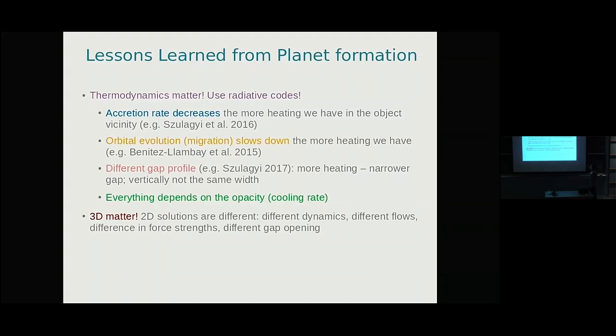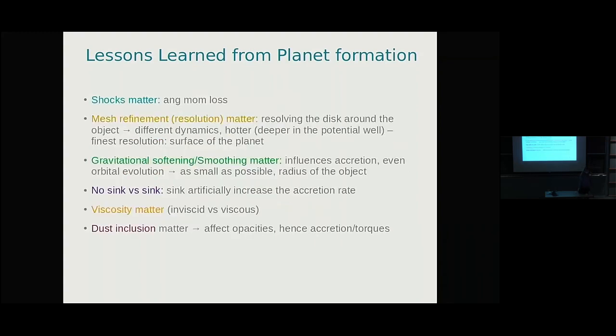Then, of course, three dimensions matter, and there was a lot of talk about that during this week. The same applies for us as well. We have found also that the shocks matter. I will tell you why. We need resolution, in my opinion, in order to get the correct solutions for the accretion and for the torques as well. We should also talk about how we treat the gravitational softening, whether we use sinks or not. And we have also found that viscosity matters, as well as, for us, the dust inclusion.